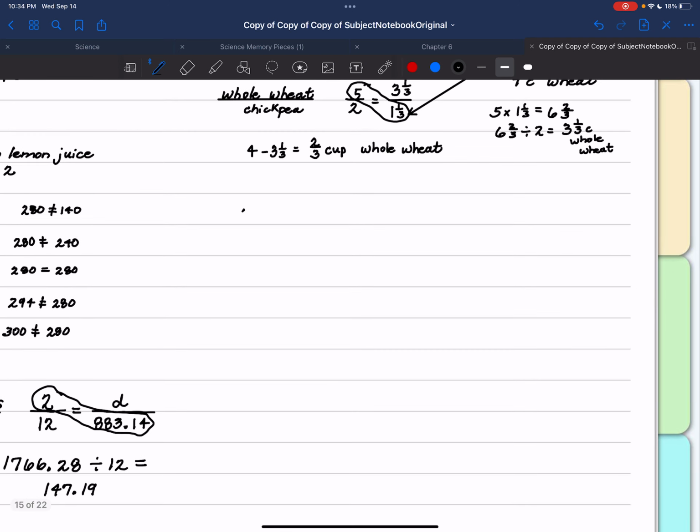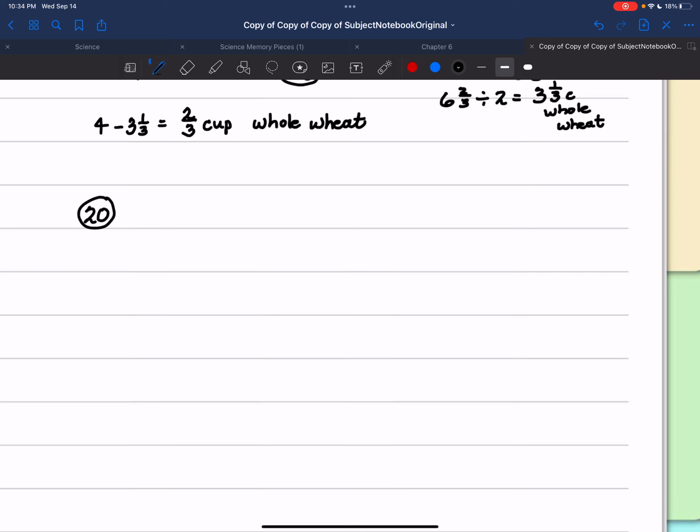Okay, number 20. Gregory has decided to run a marathon. He has been running 5K races to prepare for the marathon. He knows that a marathon is 26.2 miles and that 5 kilometers is approximately 3.1 miles. How many kilometers would he run if he ran a marathon?